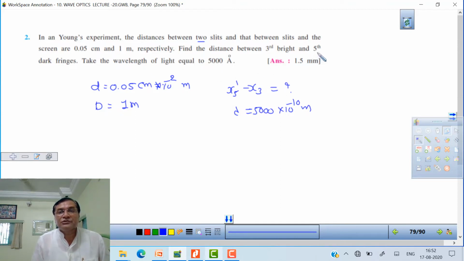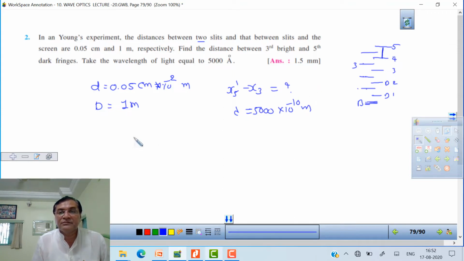Okay. So third bright and fifth dark. What is the distance? Again, this is bright, then dark, then bright, then dark. So this is 1, 2, 3, 4, bright, dark, and this is the fifth dark. And my third bright is somewhere here. This is 1, 2, 3. Yes, this is the zeroth one. So I need the distance from here to here. So how much is it? It is 1 lambda D upon d plus half.